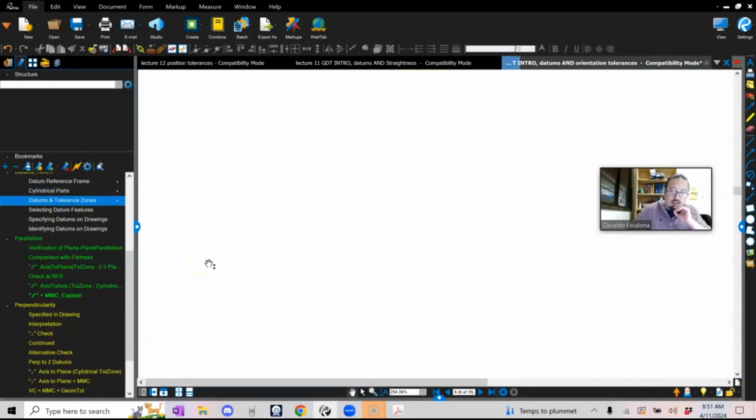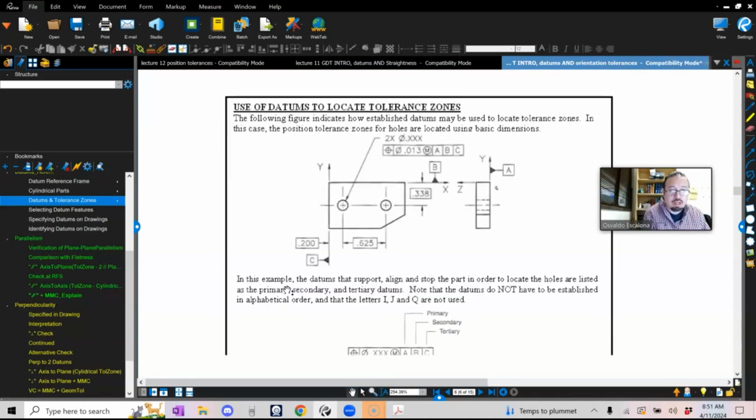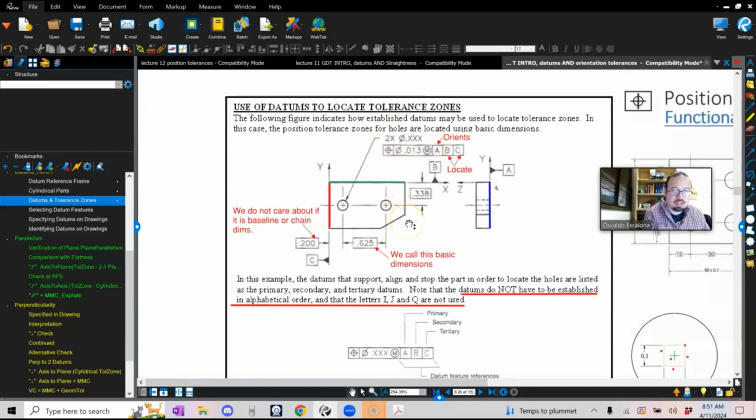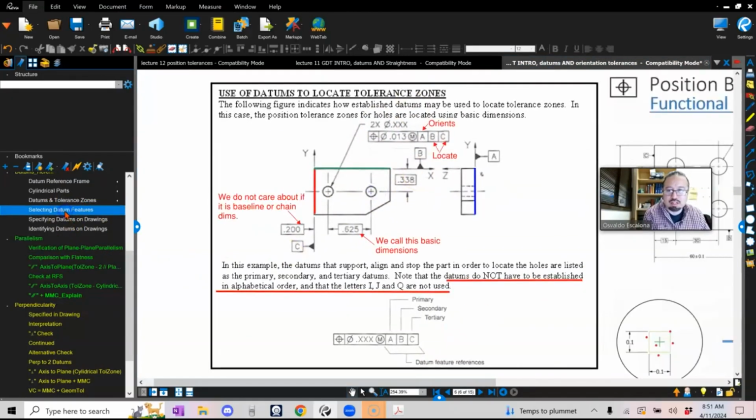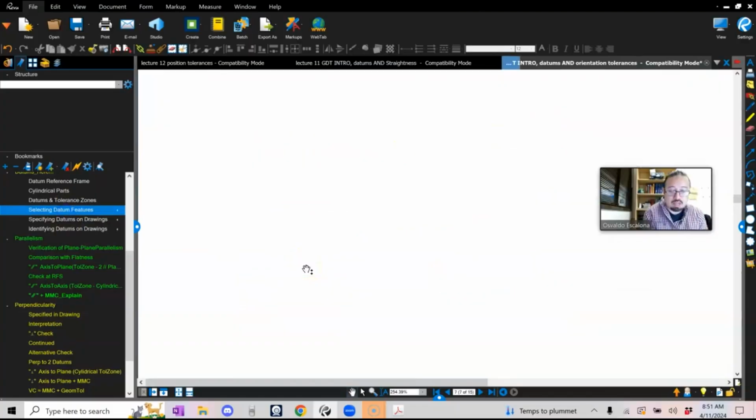What do I have here? Datums and tolerance zones. Each of these geometric symbols, the ones that do orientation, this one's a little bit out of the scope of the class. We'll talk about position tolerances later, which are a little more complex, and I want to first finish form before I introduce you to position.